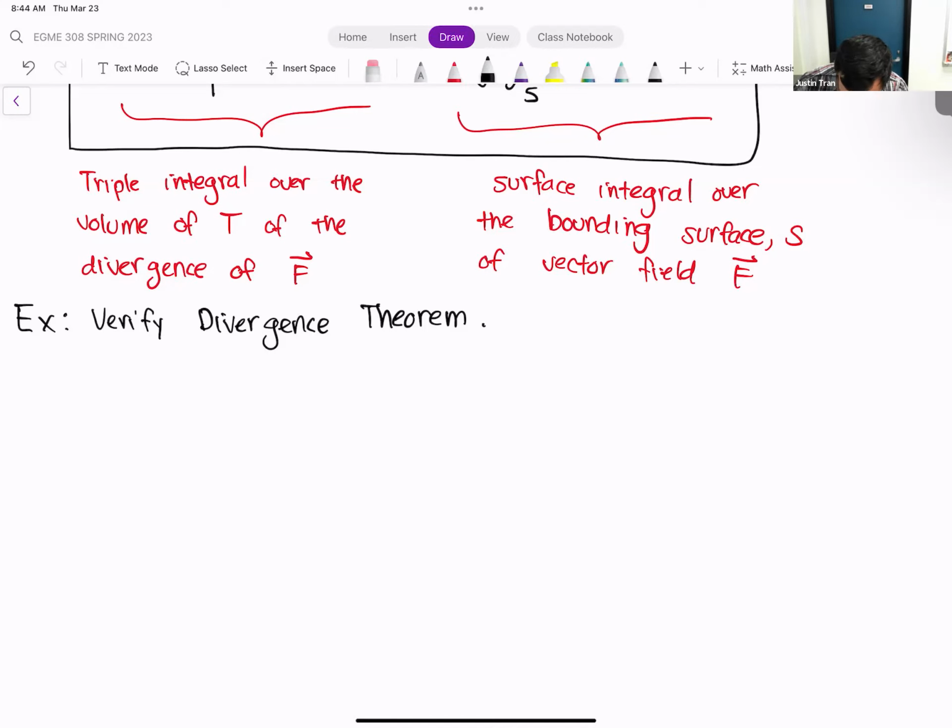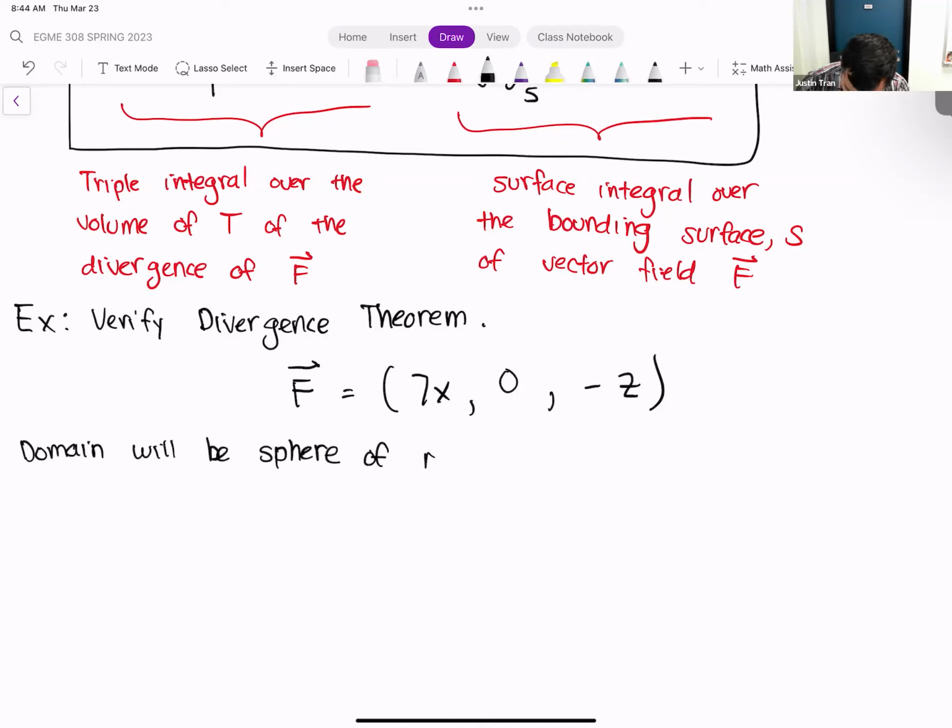First thing we need is a vector field. Let's say our vector field F is given by (7x, 0, -z). And our domain will be a sphere of radius 2, centered on the origin. So the equation for the sphere is x squared plus y squared plus z squared equals 4.